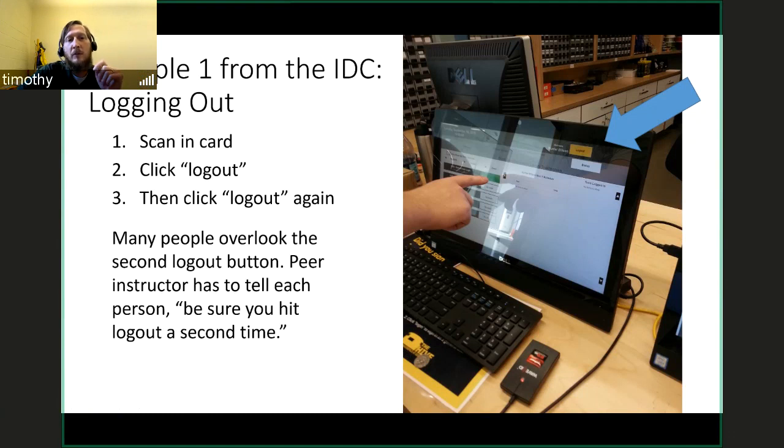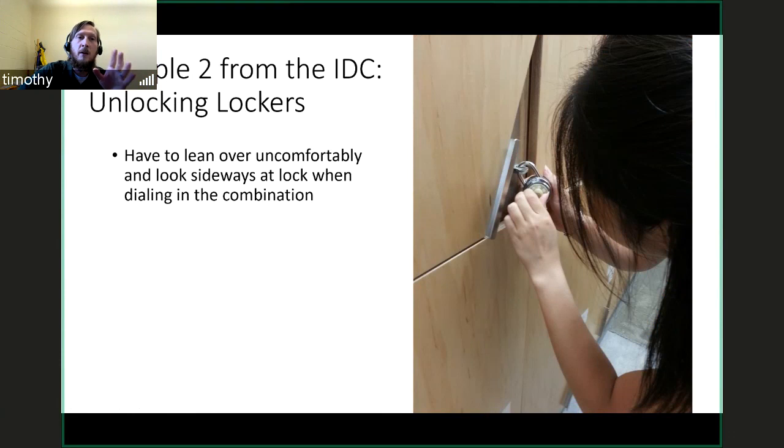That is a lot of interaction with this machine just to walk out of the building. So many people overlook the second log out button. The peer instructor has to tell each person, be sure to hit the log out a second time. So this is an example of human factors designing. Here's another one from the IDC, unlocking the lockers. You have to lean over uncomfortably and look sideways at the lock when dialing in a combination because of the way the hasp is attached to the locker and the way this little metal piece is angled.